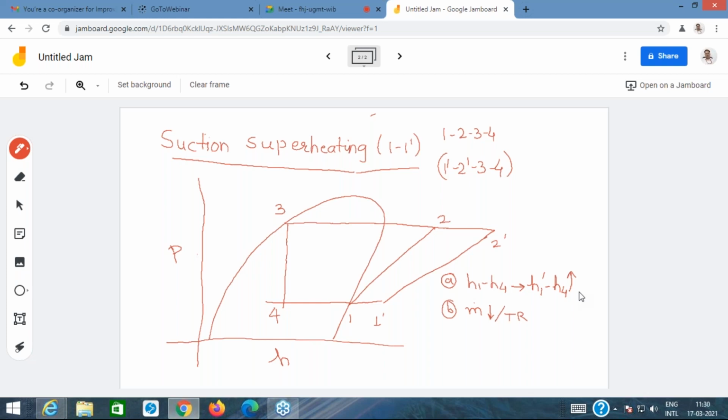What will happen to the compressor work? If you look at the compressor work, the specific compressor work of the saturation cycle is H2 minus H1. The specific compressor work, which was H2 minus H1, now has changed to H2 dash minus H1 dash. So what has happened? Whether this has increased, whether it has decreased, whether it has remained constant. If you look at the diagram, you will see that the line which I have drawn, 1 dash, 2 dash, is flatter as compared to 1 to 2.